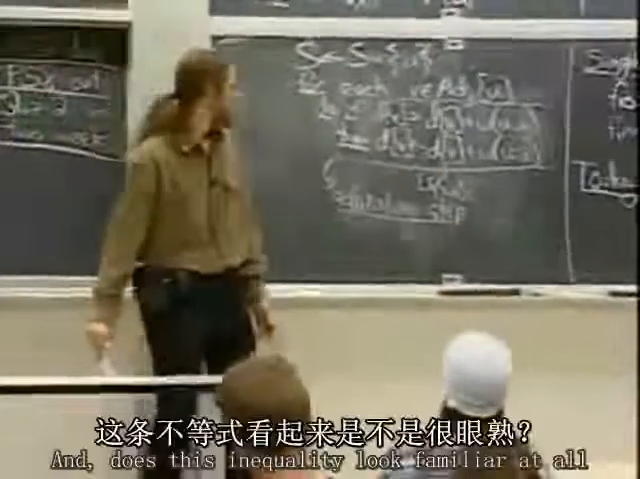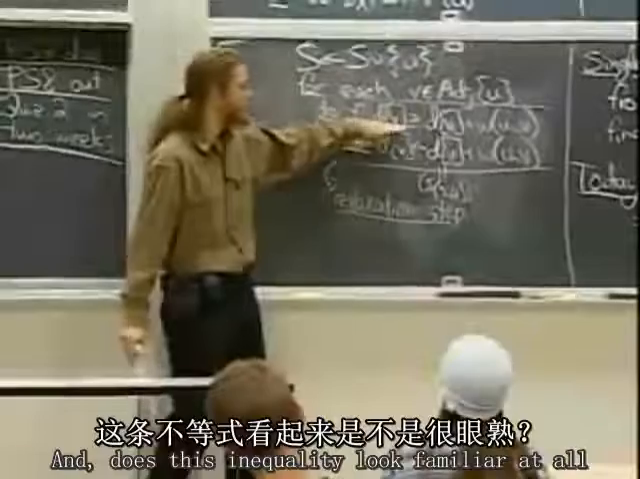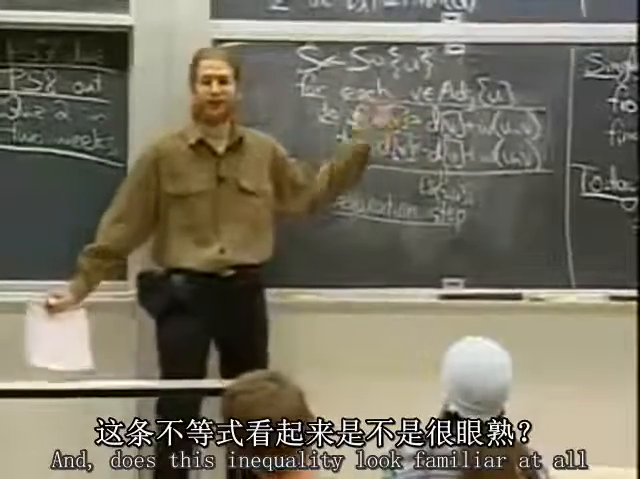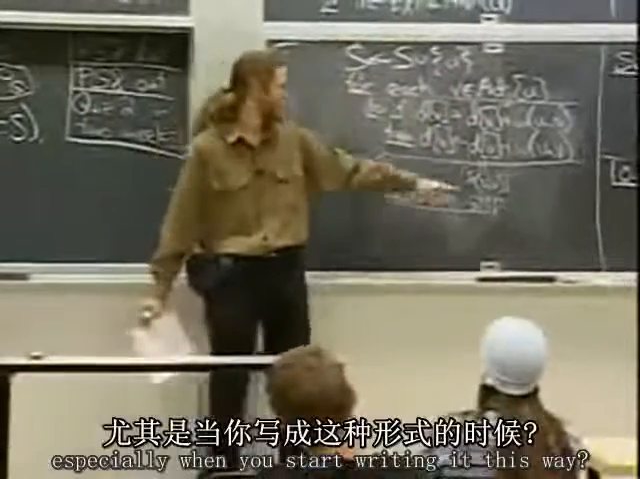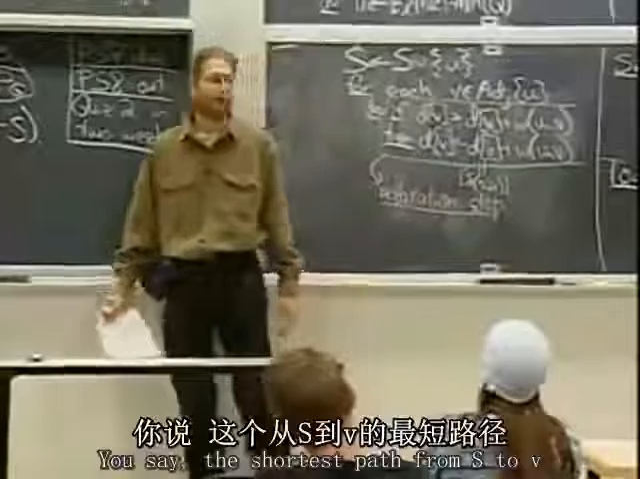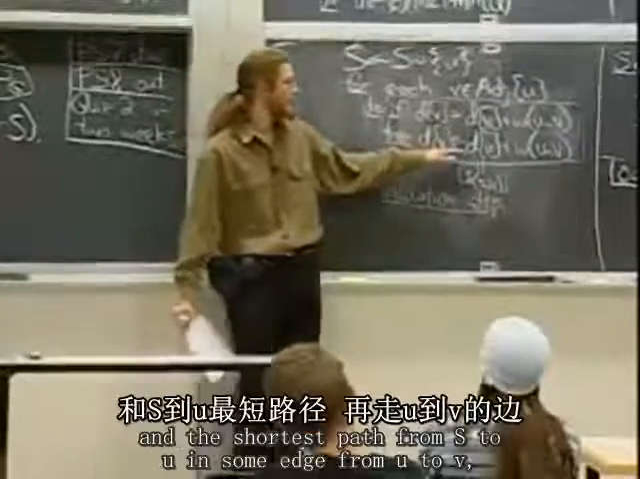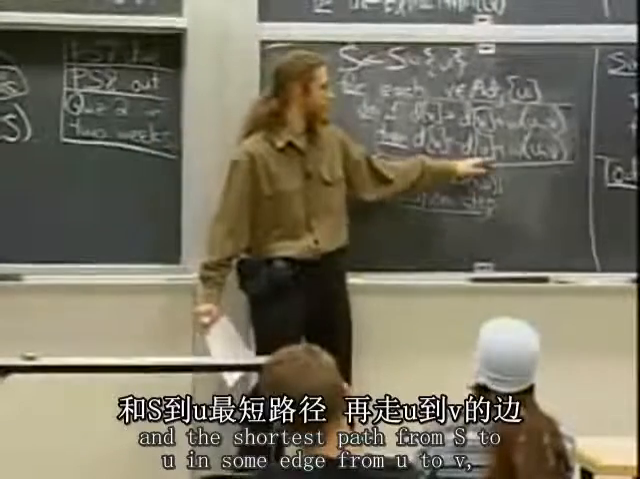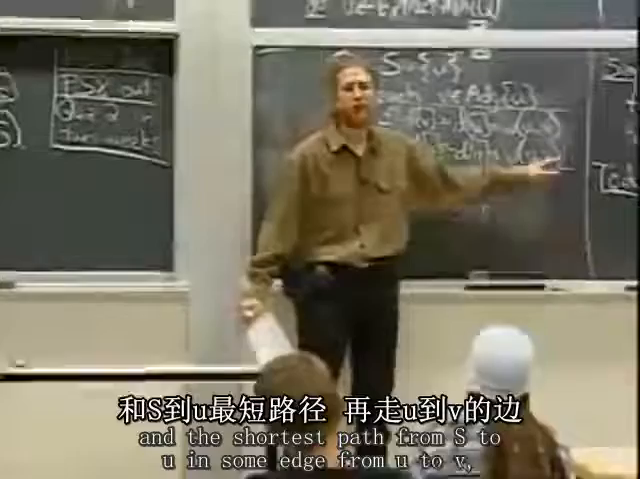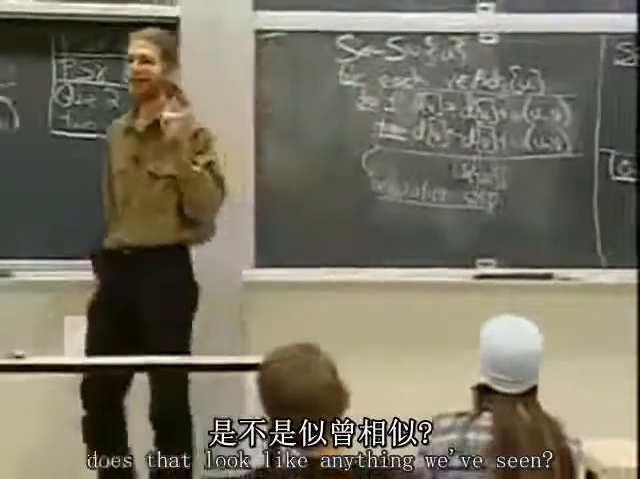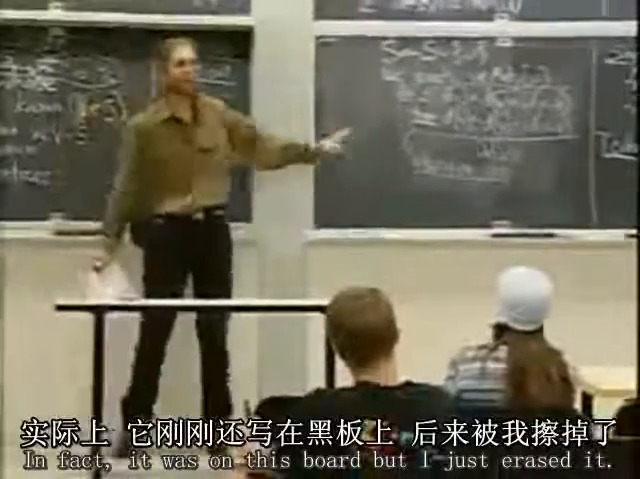And can anyone tell me, does this inequality look familiar at all? Especially when you start writing it this way. If you say, well, the shortest path from S to v, and the shortest path from S to u, and some edge from u to v. Does that look like anything we've seen? In fact, it was on this board, but I just erased it.